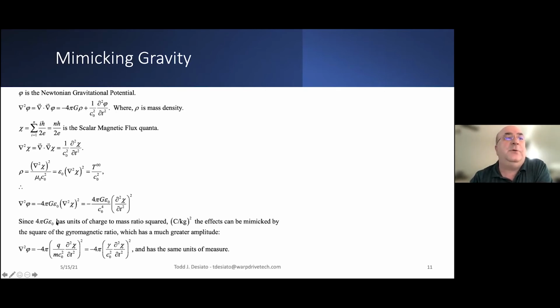So since 4 pi G epsilon naught has units of charge to mass ratio squared, coulombs per kilogram squared, the effects can easily be mimicked by the square of the gyromagnetic ratio, which has a much greater amplitude to work with. And so here we've written it out in terms of gamma, which is the charge to mass gyromagnetic ratio of the particle over c squared. And it has the same units of measure. And these are in every way equivalent. And so this is how you can mimic gravity using things that affect the spin of the particles, like nuclear magnetic resonance and electron paramagnetic resonance.